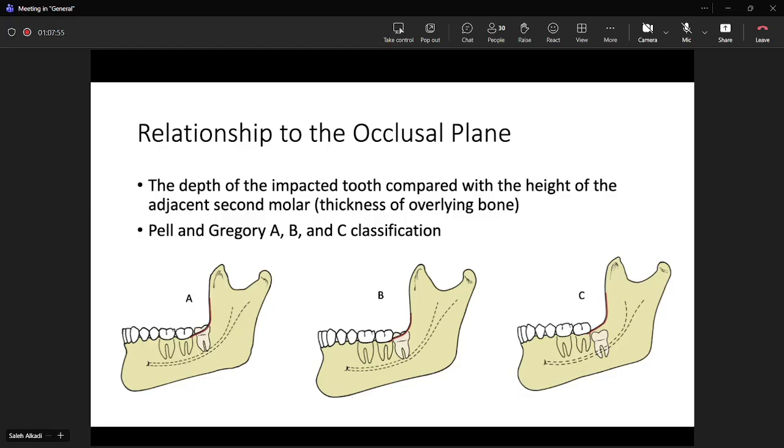So if this impacted tooth, the occlusal surface is at the level of the occlusal surface of the adjacent second molar, this is a class A. If it is below the occlusal surface of the adjacent second molar but above the cemento-enamel junction of the lower second molar, this is a class B. If it is below the cemento-enamel junction of the adjacent second molar, then this is a class C.